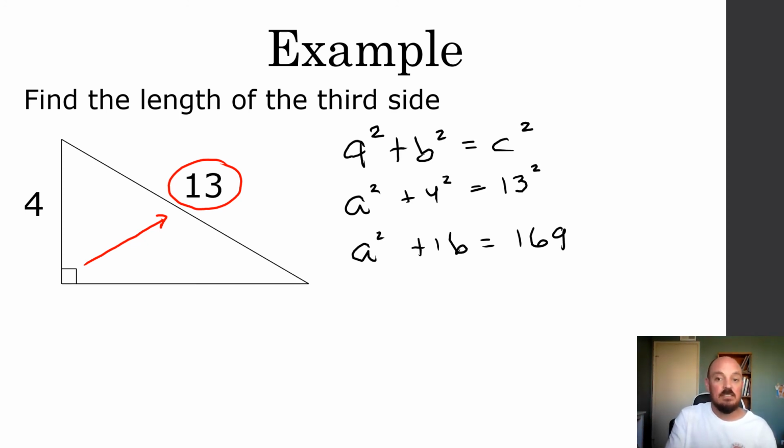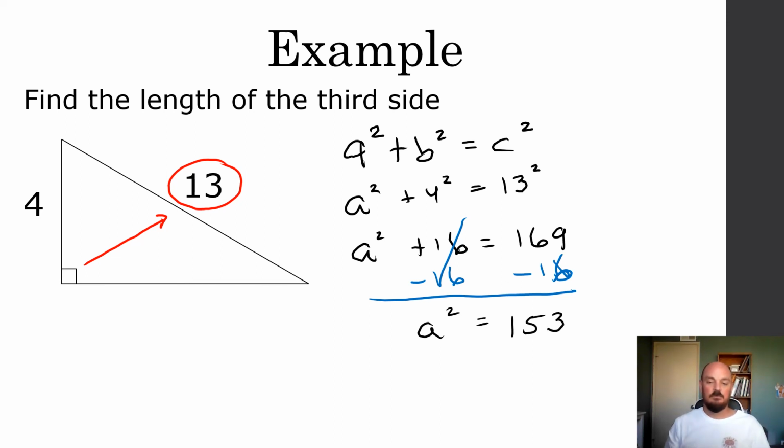So I need to cancel out the 16. I'm going to subtract 16 from both sides to cancel. And that one does cancel, and it leaves just the a squared. And this time, 169 minus 16 would be 153. Now we're going to do the same step to finish.